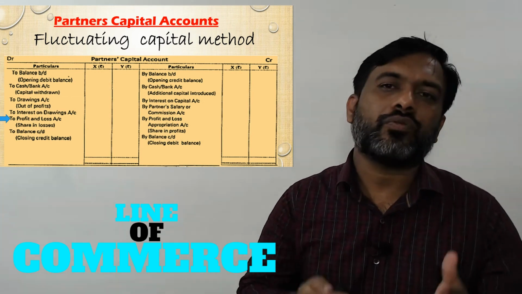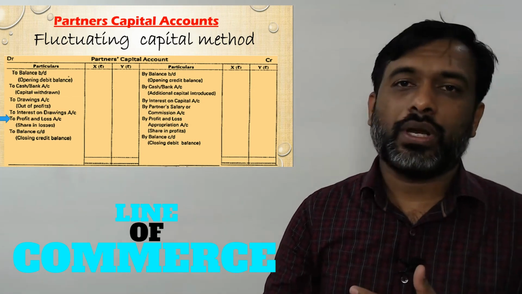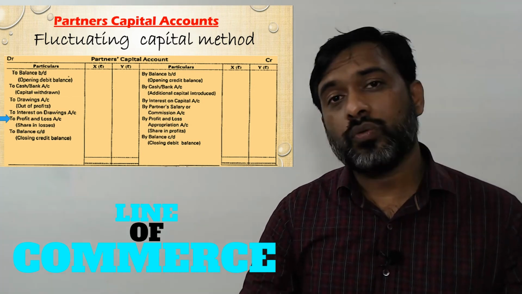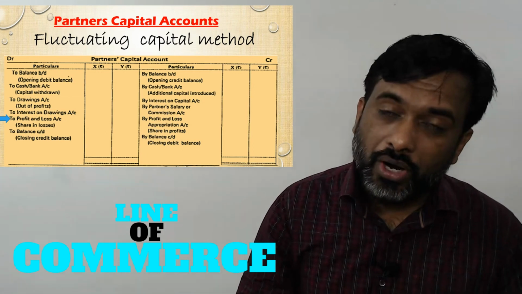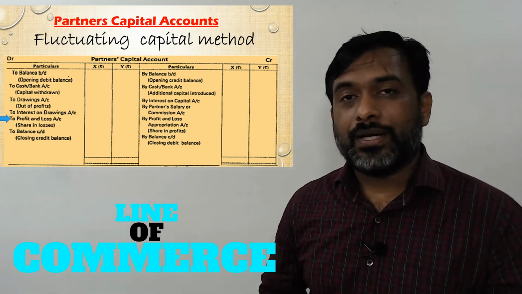So these are the items which come on the debit side. If you have withdrawn capital, you will write on the debit side. Drawings, you will write on the debit side. Interest on drawings, you will write on the debit side. Share in loss, you will write on the debit side.